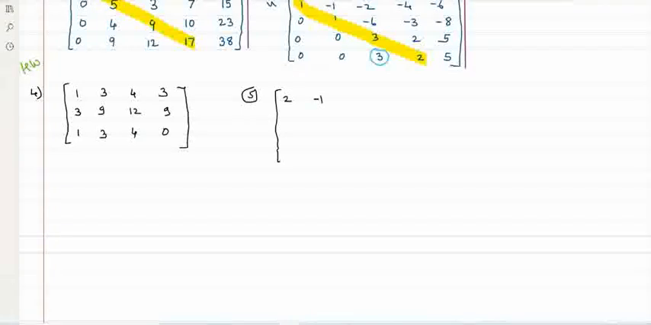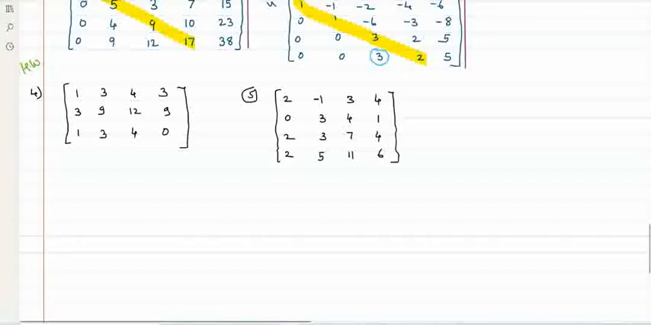2, minus 1, 3, 4; 0, 3, 4, 1; 2, 3, 7, 4; 2, 5, 11, and 6. Okay. So again, tomorrow first I will continue with these homework examples. Only 2 examples I have given.